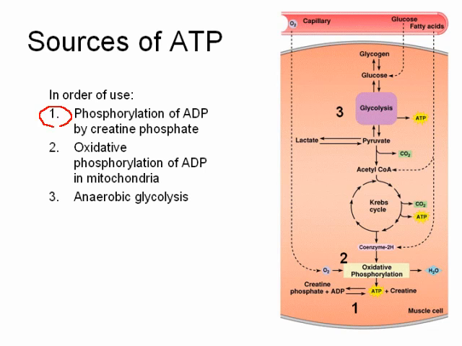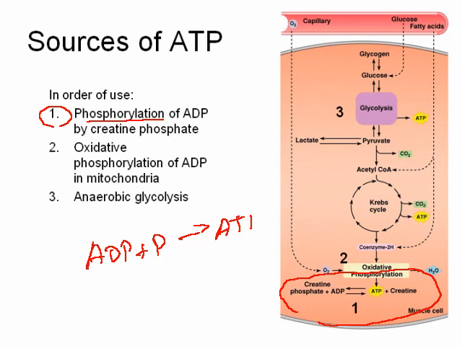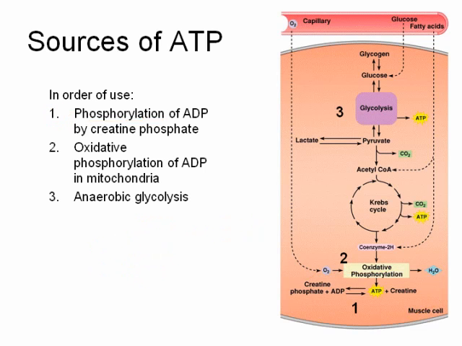So phosphorylation of ADP. We have creatine phosphate, which gets phosphorylated. Again, phosphorylation means we're taking ADP and adding a phosphate to it, which is going to give us ATP. So this process here is what we refer to as phosphorylation. And creatine phosphate is used as that source.